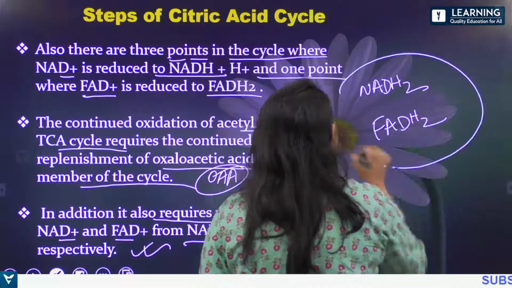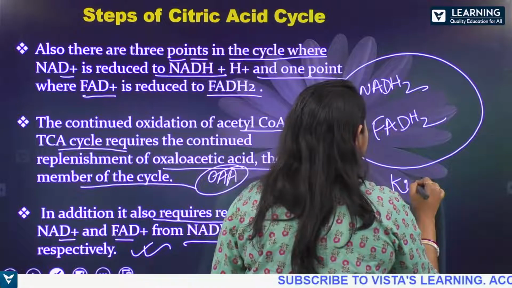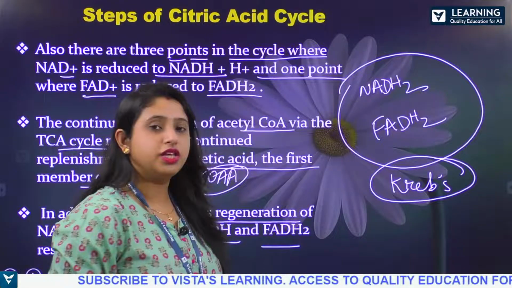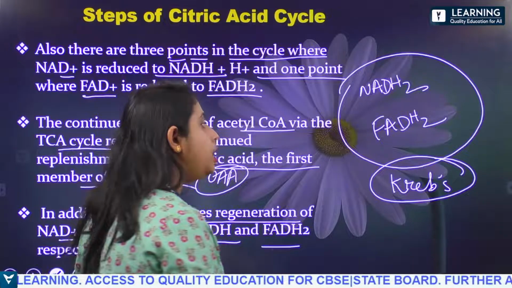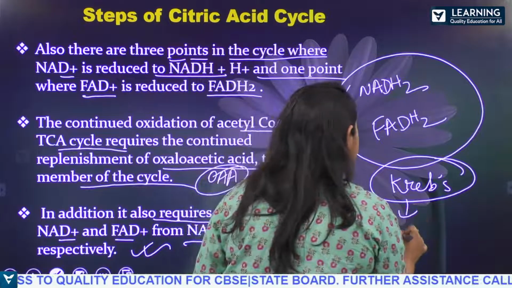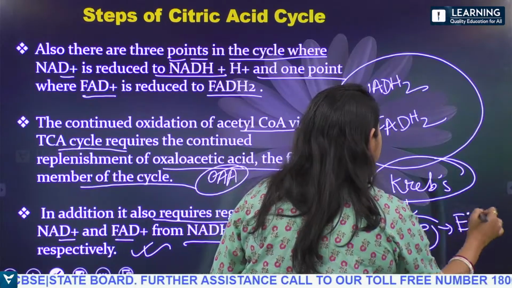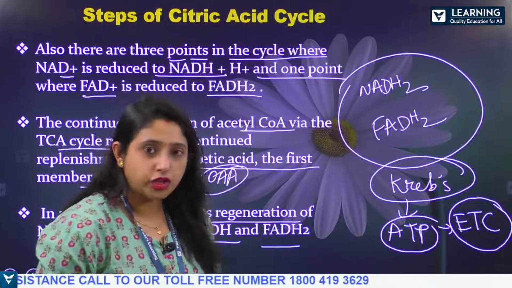Now this NADH and FADH2, which is formed in the matrix in the Krebs cycle, is used in the synthesis of ATP, which you will see in the electron transport chain, that is oxidative phosphorylation.